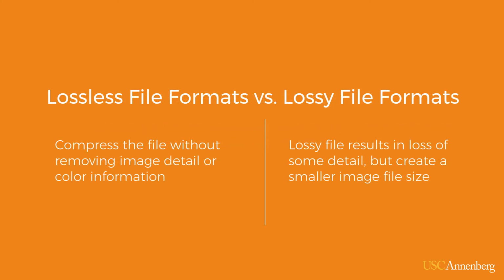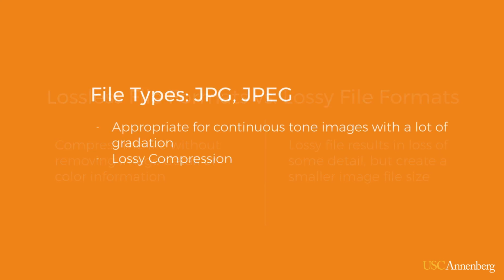Many file formats use some type of compression to reduce the file size of bitmap pixel-based images. Lossless techniques compress a file without removing image detail or color information. Lossy techniques remove detail. JPEG, which uses lossy compression, is appropriate for saving continuous tone images such as photographs and images with a lot of gradation that you want to post on the web and email. While the JPEG format is mostly used for the web, some print shops are recommending their users send them high-resolution JPEG files to print.